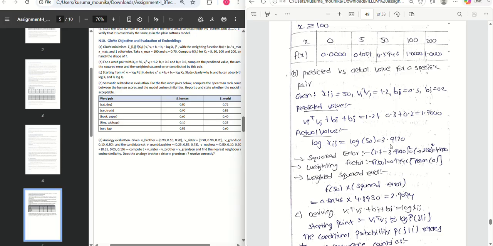Using the weighting factor for part A, 0.5946, the weighted squared error becomes 0.544 times 4.930, which results in 0.9. Let's move to the third question.